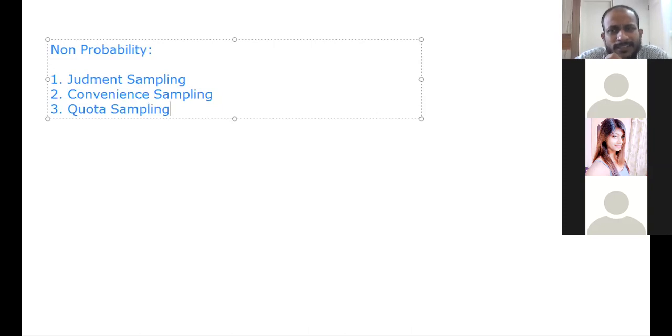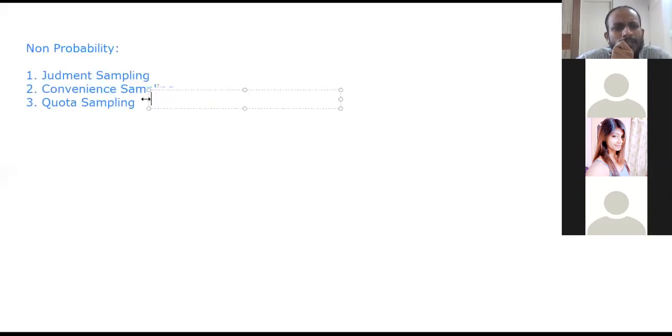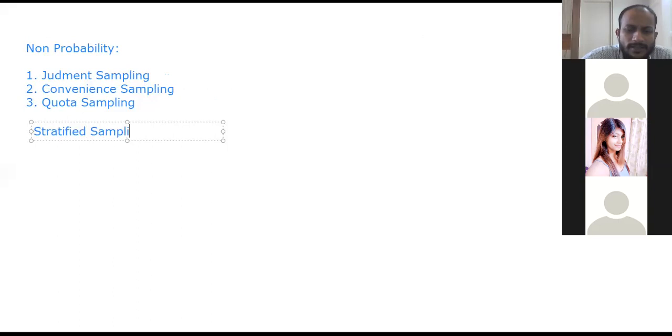Quota sampling is a kind of sampling where it is a combination of stratified sampling and convenience sampling. So quota sampling is a combination of stratified sampling plus convenience sampling. Okay, now let me give you an example so that you can understand it.